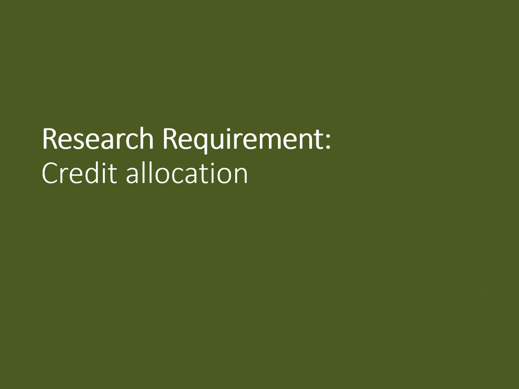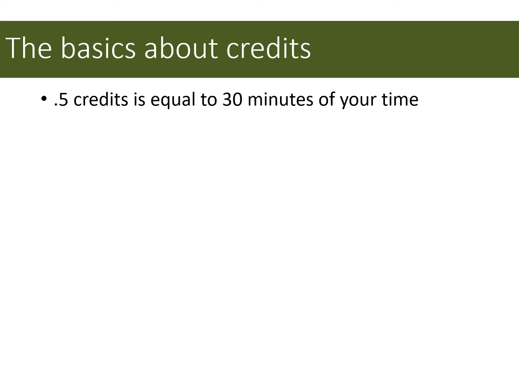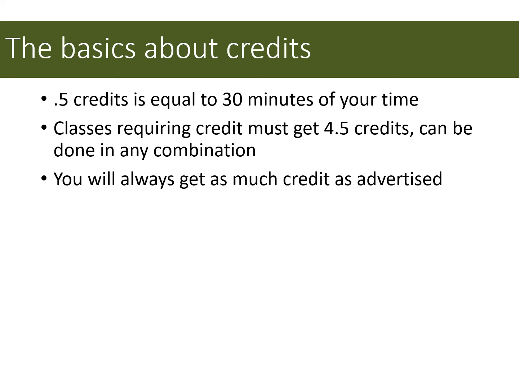Next, we're going to talk about the credit allocation process. Some of this should be a review by now, but the basics about credits include that for every 30 minutes of participation, you get 0.5 credits. Classes requiring credit require 4.5 credits, and this can be done in any combination of studies. You will always get as much credit as advertised.